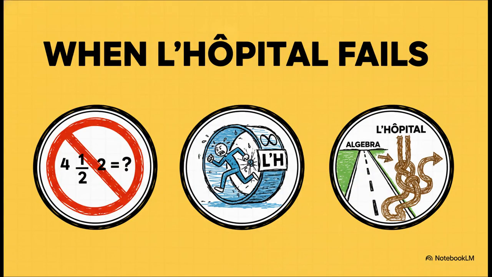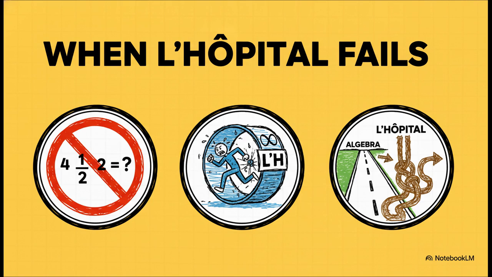So let's put this all together into a mental checklist. 3 big red flags. 1. Is the limit even indeterminate? If you can just plug in the number and get an answer like 0 over pi, well, that's just 0. You're done. Using the rule there will get you the wrong answer.